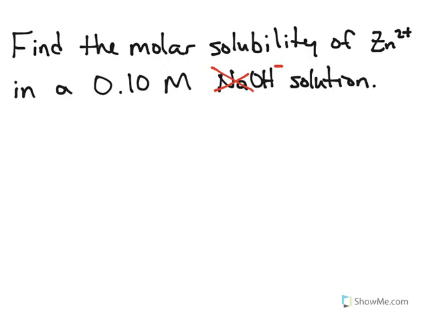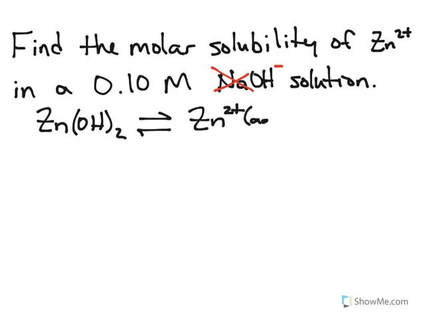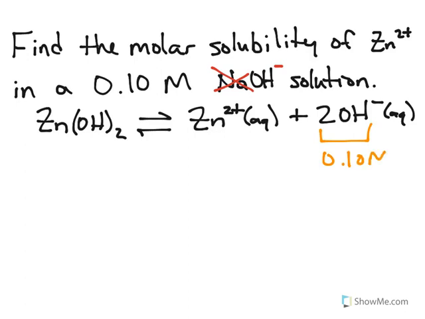Now, you might be asking, why does that even matter? Well, if you go back to our dissociation equation, we were dissolving zinc hydroxide, and that was forming some zinc 2 plus ions, and again, 2 hydroxide ions. The problem that arises here is there's already 0.10 molar OH present in this solution before you ever even try to dissolve it.